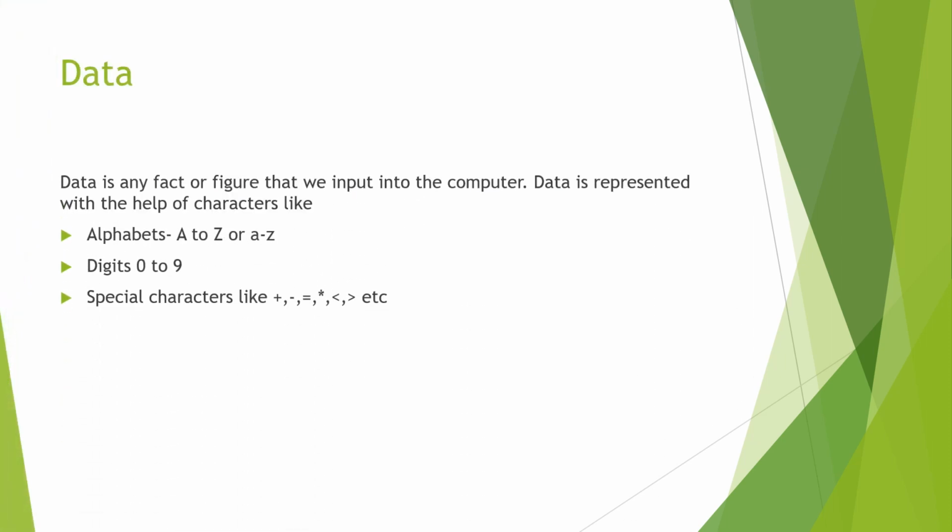As we have studied in earlier classes, a computer needs input to work. When you break the word input, you get in and put. So data is any fact or figure that we input into the computer. Data is represented with the help of characters like alphabets A to Z or small a to z, digits from 0 to 9, or special characters like plus, minus, equal to, multiplication, greater than, smaller than, etc.